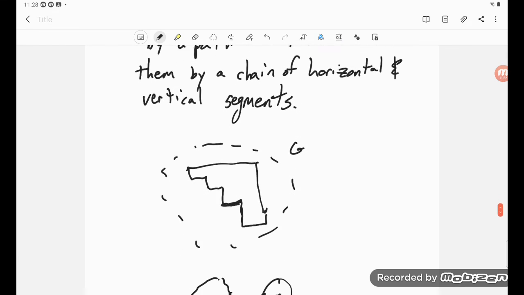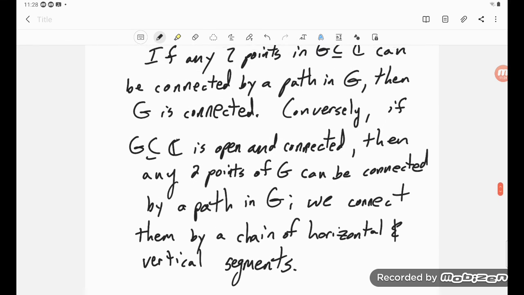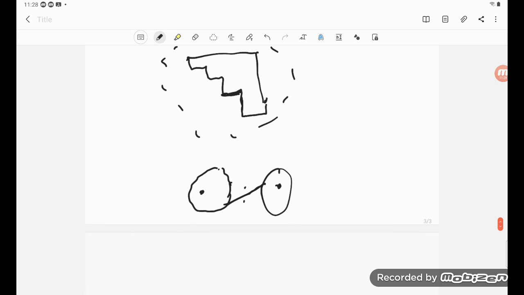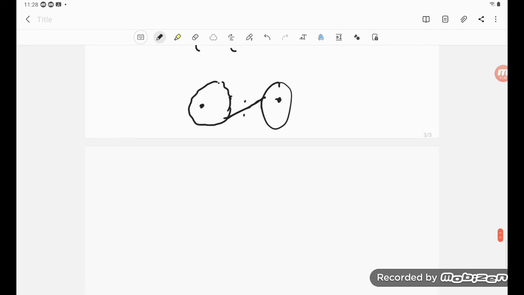And then on the other hand, if I can connect any 2 points, then G is connected. And that really just comes from the definition of being connected. But I think that does it. That takes care of section 1.4.